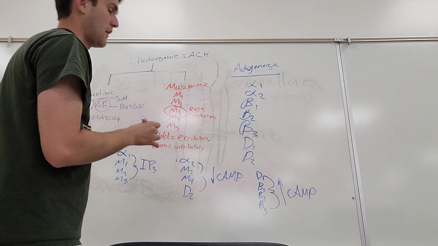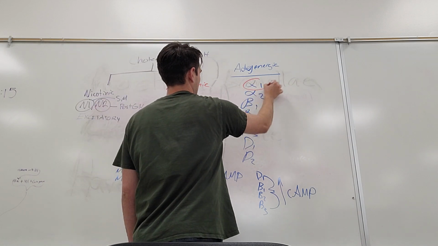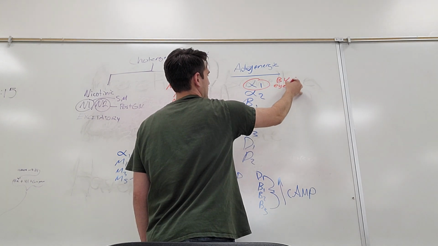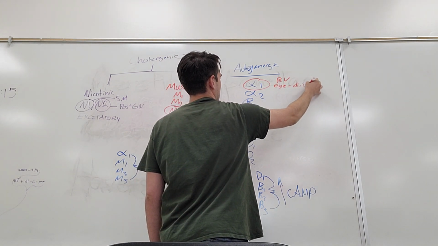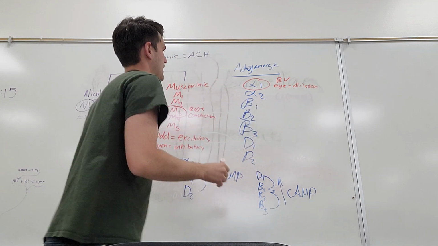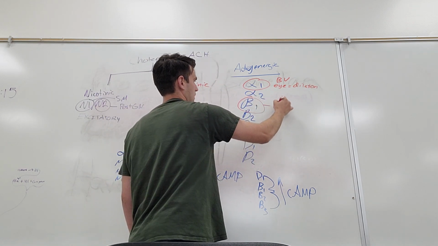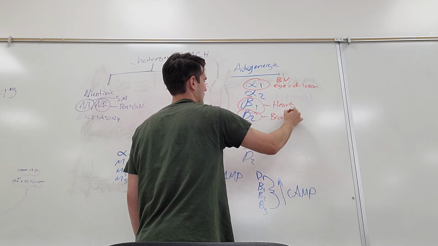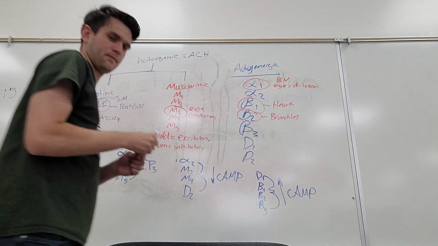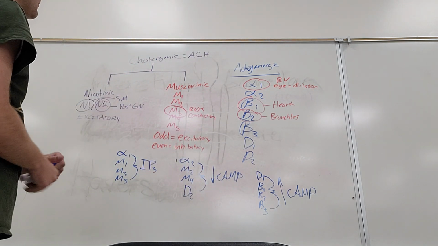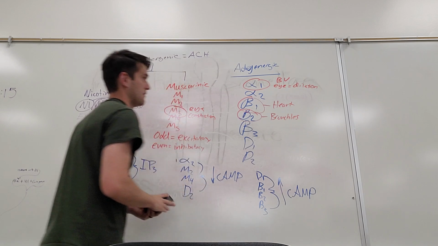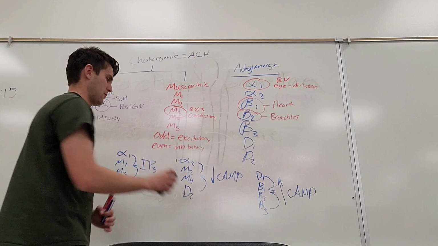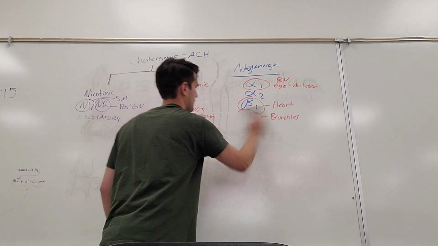Okay, and then our alpha 1s, those are going to be on blood vessels and also our eyes, but they do pupil dilation. Okay, and then our beta 1s, those are going to be on our heart. And our beta 2s are going to be on our bronchioles of our lungs. Okay, perfect. Now that's it for those. So let's erase this, and we're going to break it down even further and look at individual synapses, how that works.